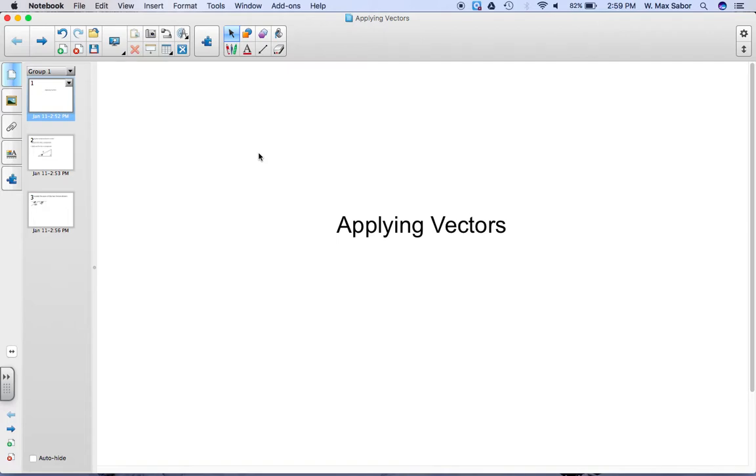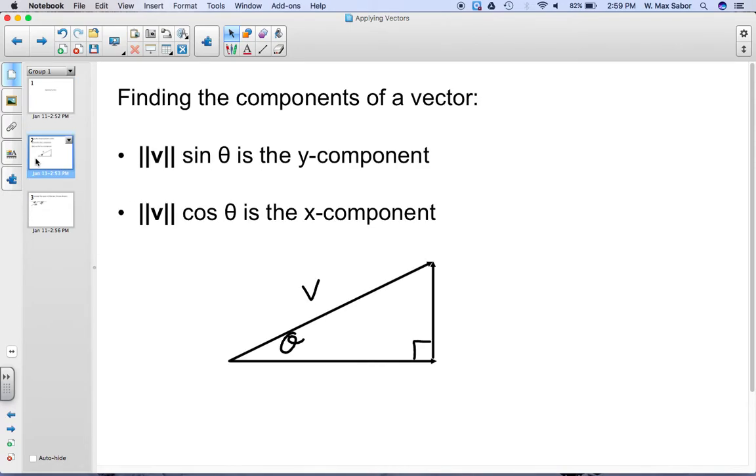We're going to apply some of the ideas that we've learned with vectors to a real problem. The big thing is that when we're given a vector as an arrow, we can find the x and y components of it using some basic right triangle trig. If you have a vector v and the angle, we can use sine to say opposite over adjacent, gives us that this is v sine theta and this is v cosine theta.